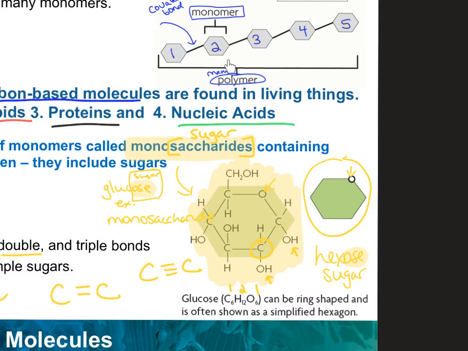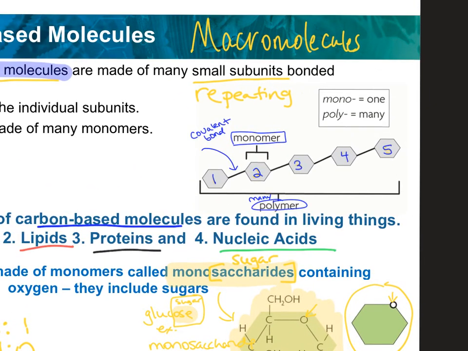So up here, back to this example again at the top, if we were to look at this, we can see we have a polymer. It's made up of 1, 2, 3, 4, 5 hexose sugars. Each one we could call a monomer, or each one we could call a monosaccharide. And together, the entire thing would be a polysaccharide.